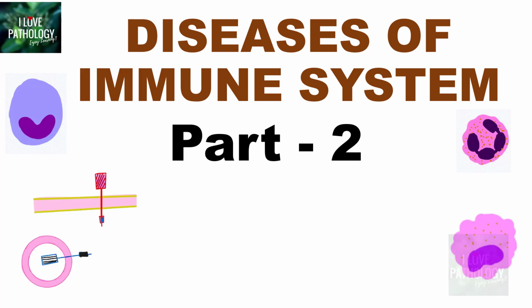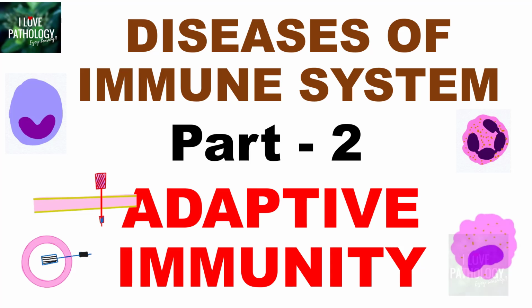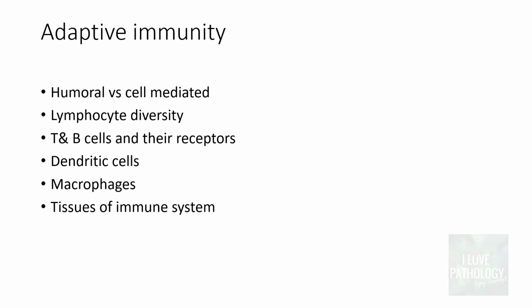This is part 2 of the Diseases of Immune System series. In this part, let's learn about adaptive immunity. To begin with, we are trying to understand the normal immune response, right? In part one, I talked about innate immunity, and we discussed the differences between innate and adaptive immunity. In today's session, we will learn more about adaptive immunity.